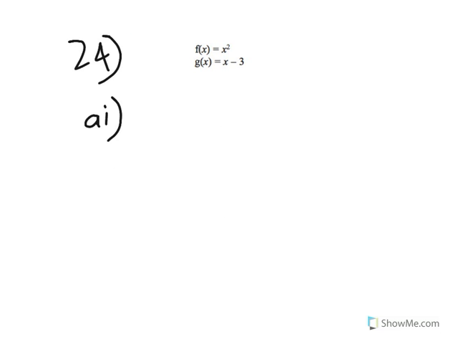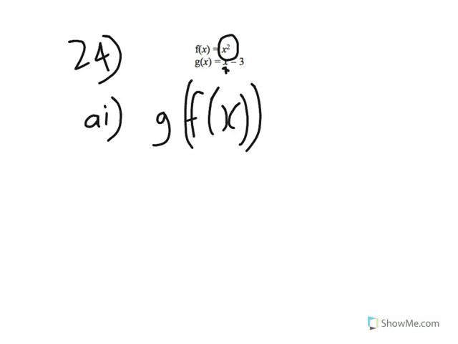Okay, 24. You're given two functions, f of x and g of x. You're basically being asked in A1 to find g of f of x. So basically, inside the function of g, f of x should be put. So now, I like to think of it as, think of the x in g as f of x. So just replace every x in g with x squared.